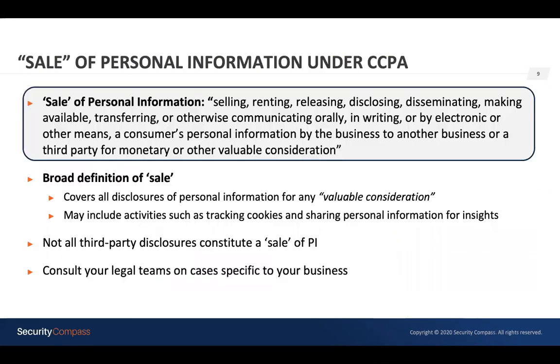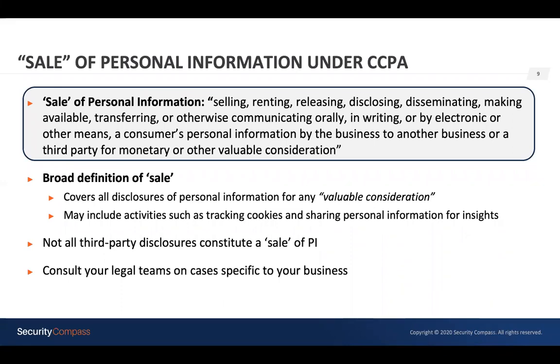This often causes confusion, so I just wanted to spend a little bit more time around what sale of personal information means. I think one of the biggest challenges when implementing the CCPA is determining what constitutes a sale of personal information for your business. The CCPA has a very broad definition of sale, meaning selling, renting, releasing, disclosing, disseminating, making available, transferring, or otherwise communicating a consumer's personal information by the business to another business or third party for monetary or other valuable consideration. It's noted that valuable consideration at the end makes this very confusing and broad.